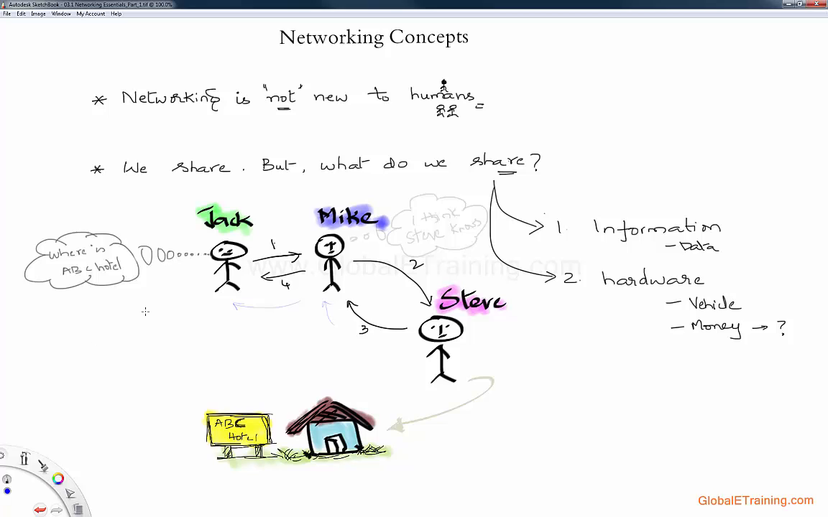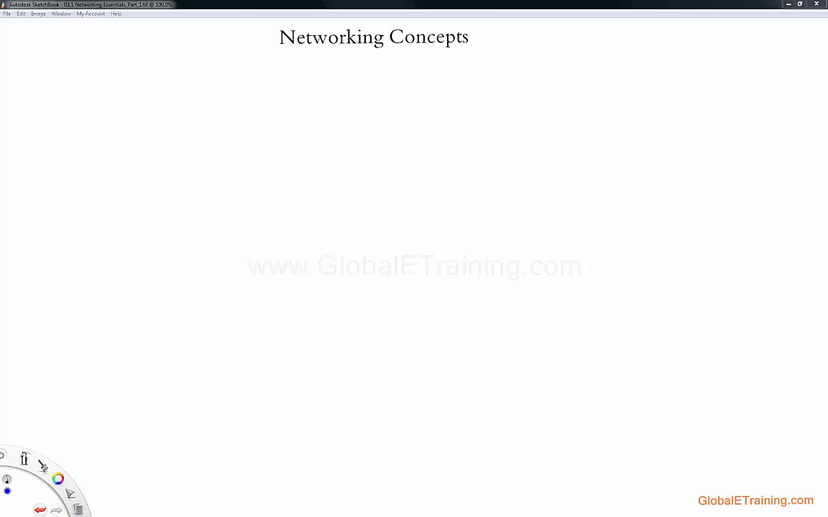So primarily what's really happening here is we are sharing information. In this particular case, it's the address. In the real world, it could be sharing information, vehicles, money, or some sort of hardware. But when it comes to networking, it's primarily sharing resources. It could be data, it could be hardware as well, and we'll look into it. Next.